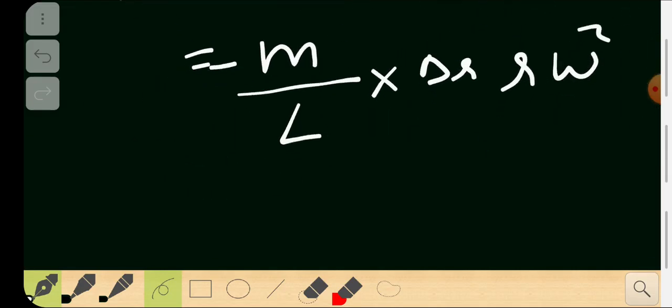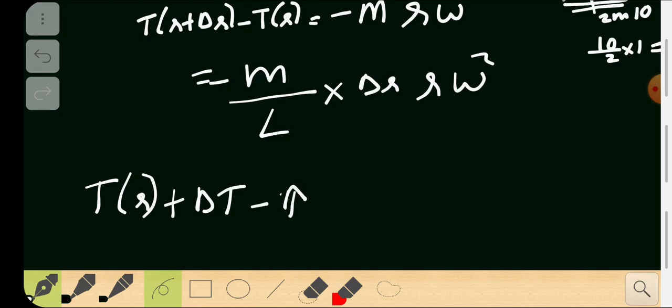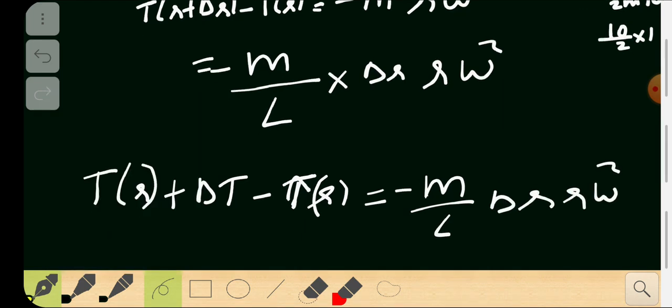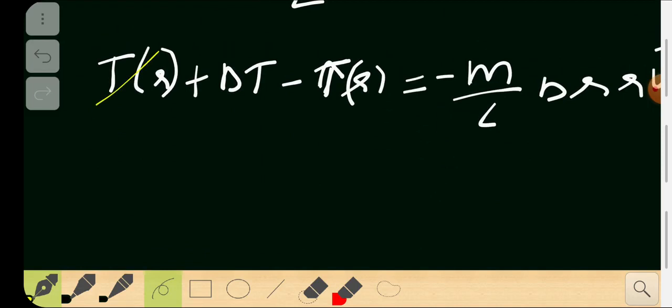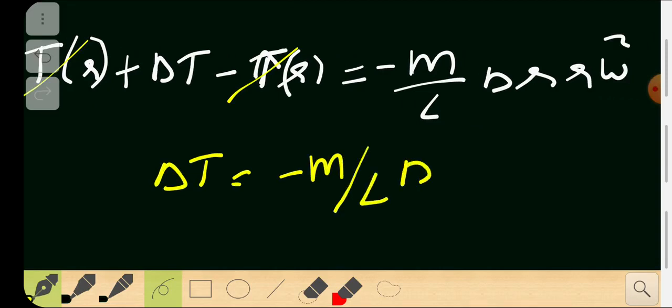So you can write T of r plus delta r as T of r, which is the tension at r, plus some delta T, the change in T. So T of r plus delta T minus T of r must be equal to minus m by l delta r times r omega square, just like that. So T of r and T of r will cancel, and you get the rest of these things. So you get delta T must be equal to minus m by l delta r times r omega square, right?